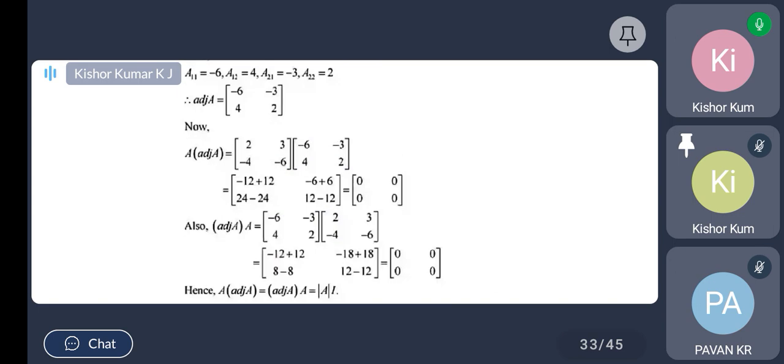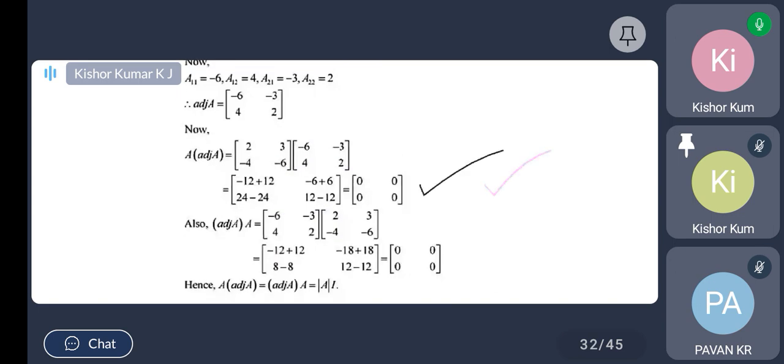So obviously we will get it in the form of a zero matrix. Minus 12 plus 12, minus 6 plus 6, and 24 minus 24, all elements. So we will get A into adjoint of A as a zero matrix. And as usual, we have to calculate the adjoint of A into A. You can observe, first I have taken adjoint of A, later A, and the matrix multiplication of a 2 by 2 matrix. First row, first column, first row, second column. The same procedure, and we will get the same solution. That is a zero matrix.